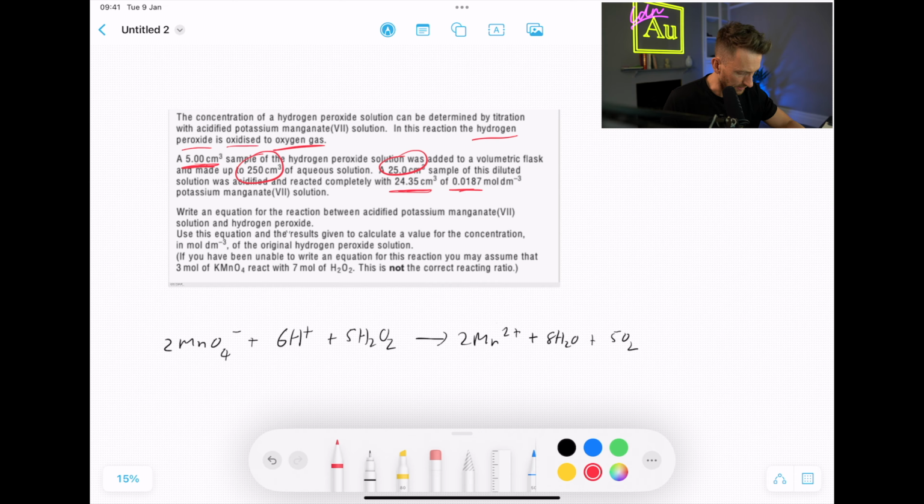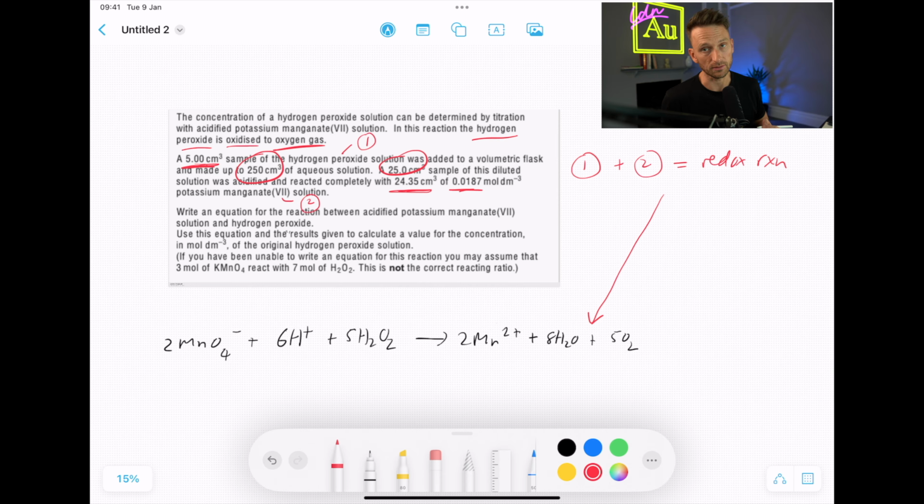So the sample in this case is the peroxide, number 1. It reacts with something in the burette, usually an alkali, usually an oxidizing agent. In this case, it's an oxidizing agent, and we label that number 2. So the manganate is number 2. And I explained that 1 plus 2 react together to make a redox reaction, which takes place in the conical flask. And that reaction is the one that we've just written out.